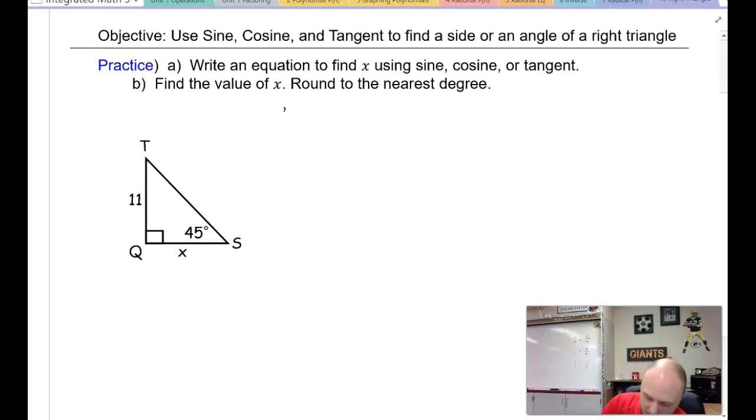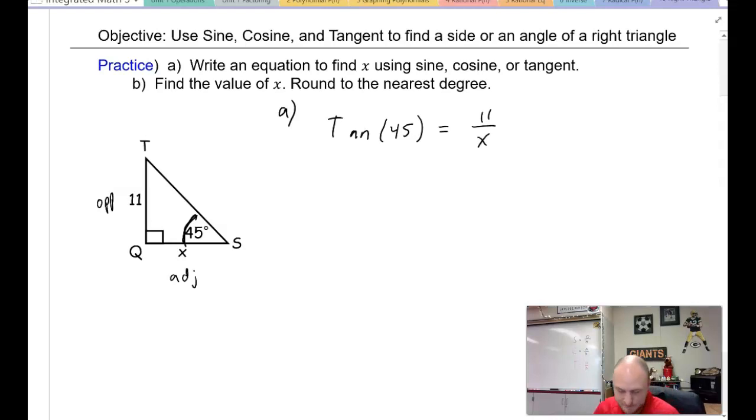Okay, here is part A. Part A, I need to go ahead and write an equation. Notice, man, what the heck, Schwarberg? You changed it up on us. I did. I gave you the angle now, and we're given information on opposite, and I need to find the side that is adjacent. So, okay, what's the trig function? Well, opposite over adjacent is tangent. So tangent of 45 degrees is 11 over x.